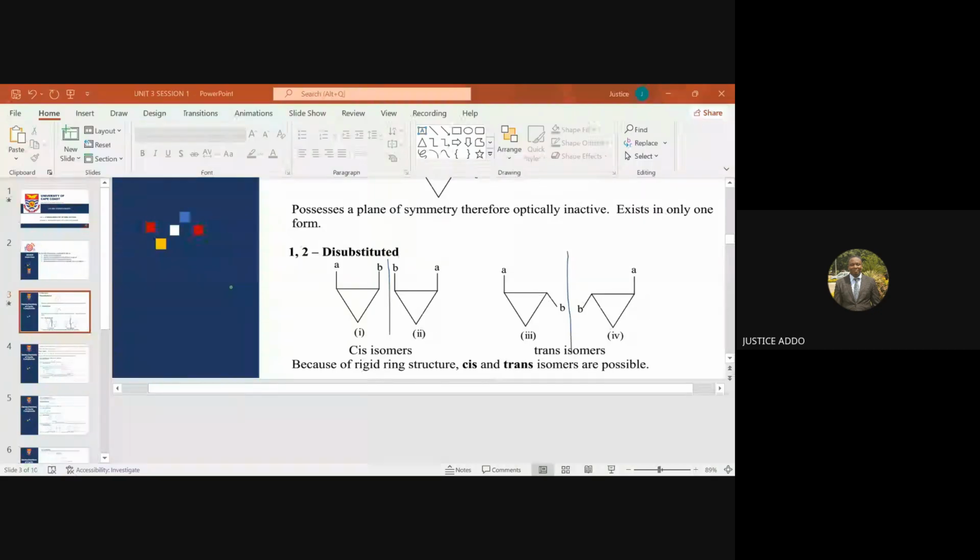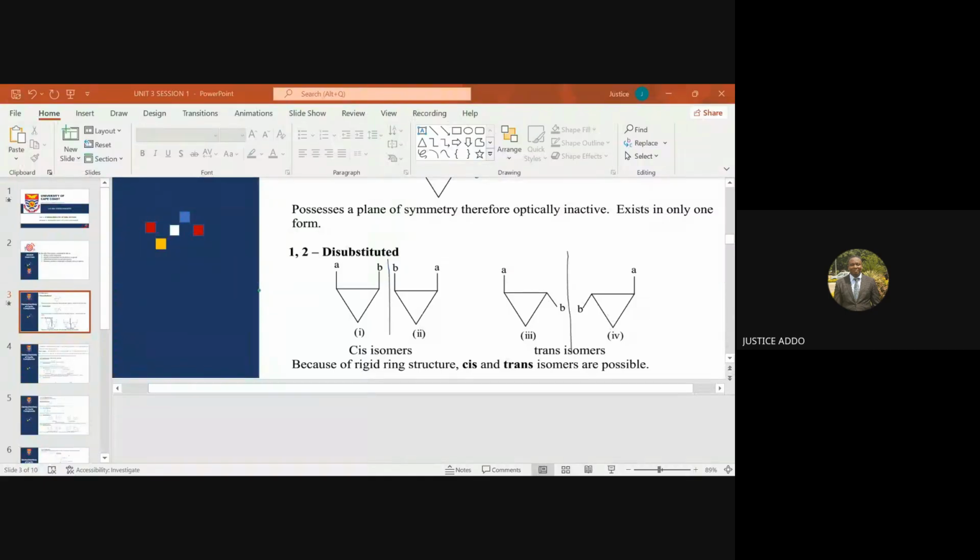But if A, as I gave you in the assignment I just gave you to try your hands on, means that the two groups are the same, meaning A and B are the same. Where A is the same as B, in this case, that 1,2-diethyl cyclopropane, then you can cut the molecule into two equal halves. So there's a plane of symmetry, and that plane of symmetry will make the cis form optically inactive. And if the cis form is optically inactive, it will exist in only one form.